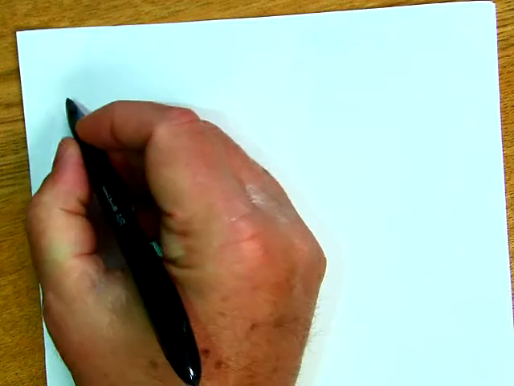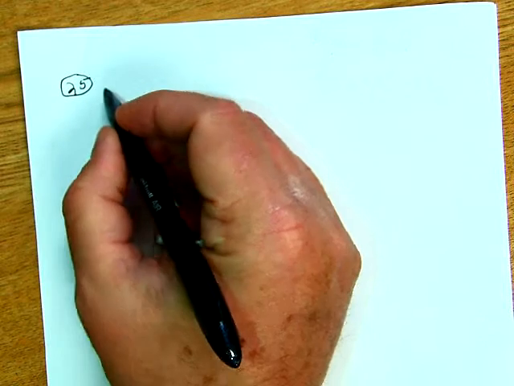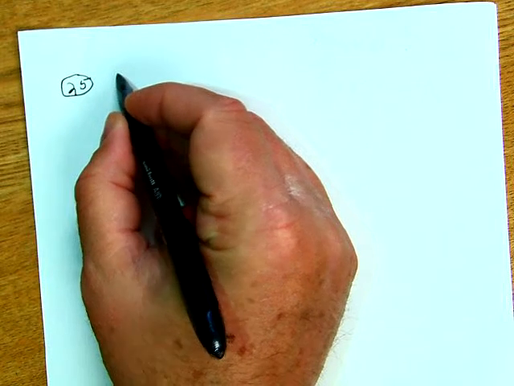Alright, let's continue on with our practice test. And we'll start with number 25. In number 25, we have the problem (h minus 5) squared.